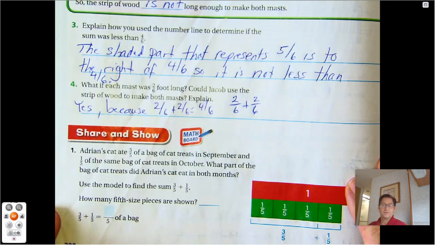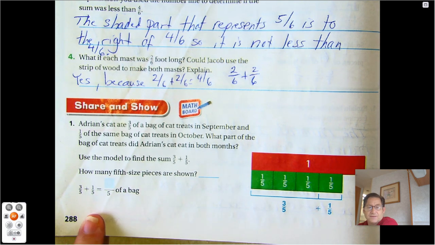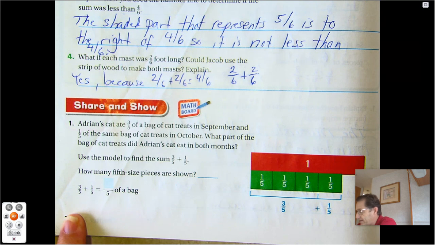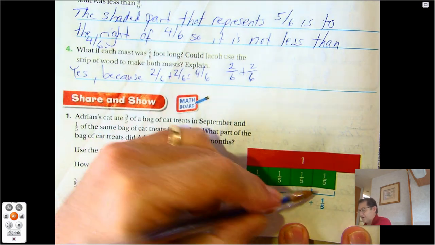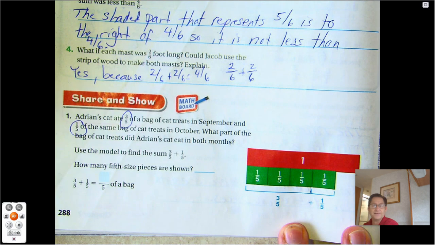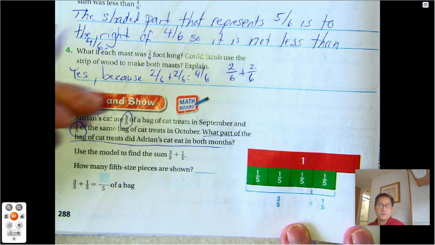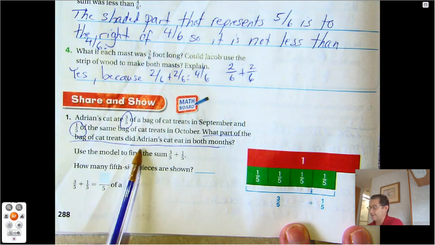All right, number 1. Adrian's cat ate 3/5 of a bag of cat treats in September and 1/5 of a bag of cat treats in October. What part of the bag of cat treats did Adrian's cat eat in both months? So use the model to find the sum of 3/5 and 1/5. So we see 3/5 here. I want to go ahead and stay in the habit of circling the key terms and underlining the question. Okay, so we know we have to use 3/5 and 1/5, and it wants to know what part of the bag of treats did the cat eat in both months.